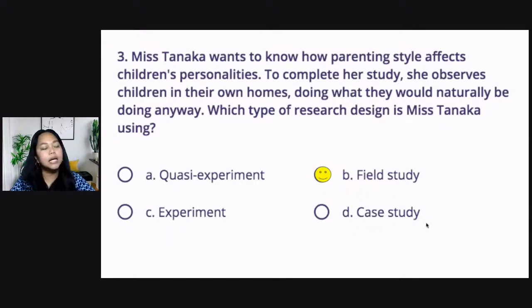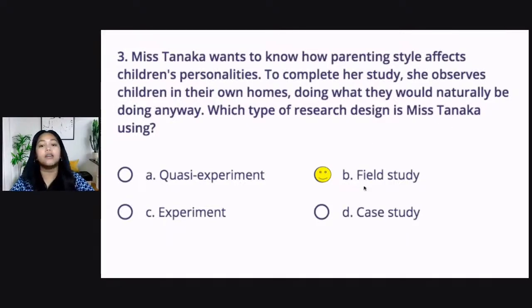Again, when you say case study, isa lamang yung inyong study, no, yung inyong subject. In this case here, children. So, hindi siya case study. Hindi din siya experiment dahil hindi niya ginrupo, hindi niya finorm yung groups, no? Miss Tanaka did not form the different groups. Hindi din naman siya quasi-experiment because she was not comparing the two different groups with natural characteristics or natural tendencies, no? So this right here is field study. She was observing them in their own homes, doing what they would naturally be doing.